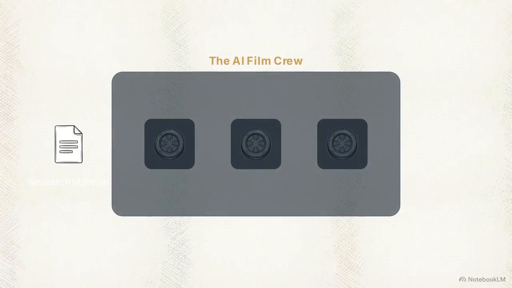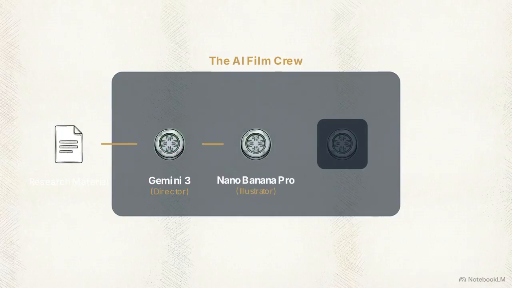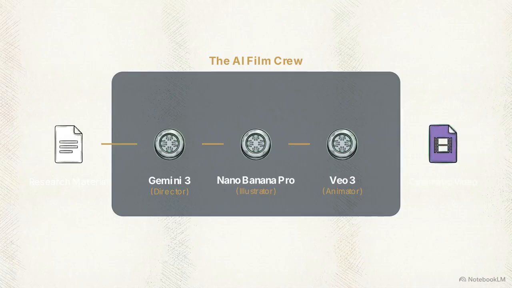Instead of a single text generator, it uses a 3-model AI stack, acting as a personal film crew. Gemini 3 is the text model that plans the narrative. Nano Banana Pro is the image model that generates the visual assets. And Veo 3 is the video model that animates those assets into fluid motion.